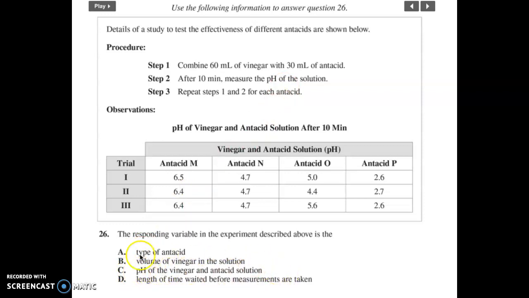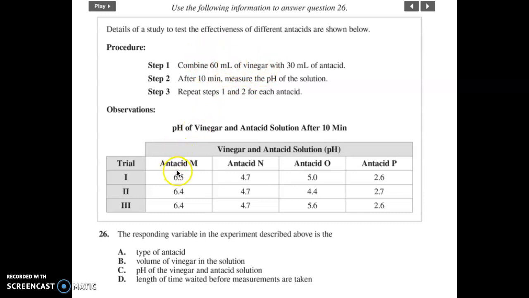So let's examine what the other answers are. Type of antacid should be the same in each one. But that's what they're changing. So they're measuring vinegar being the same in each one.